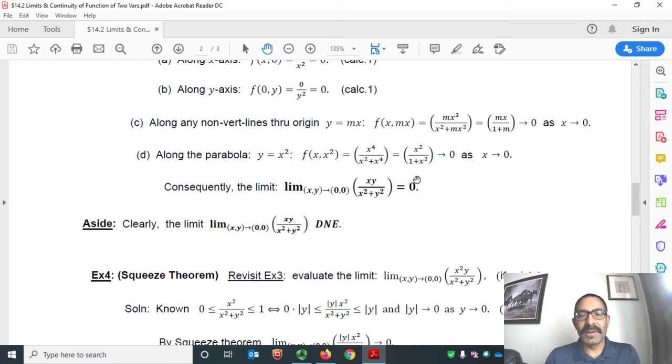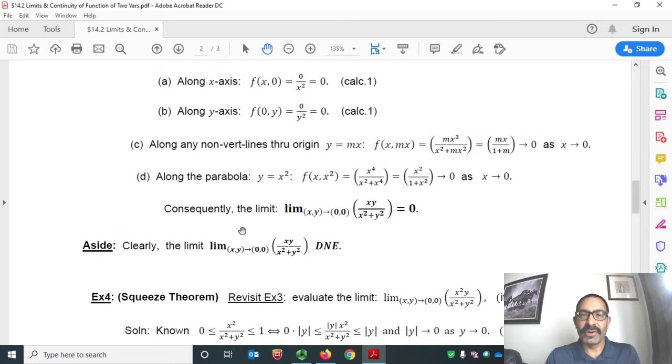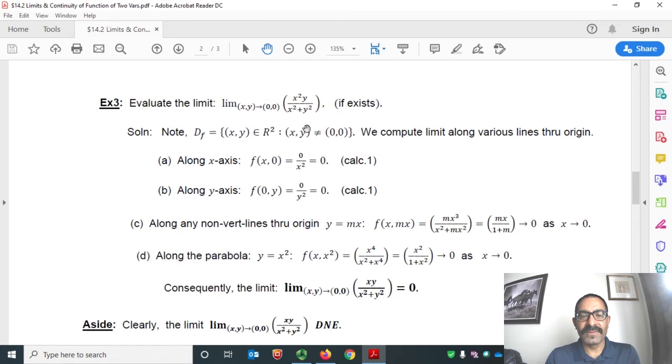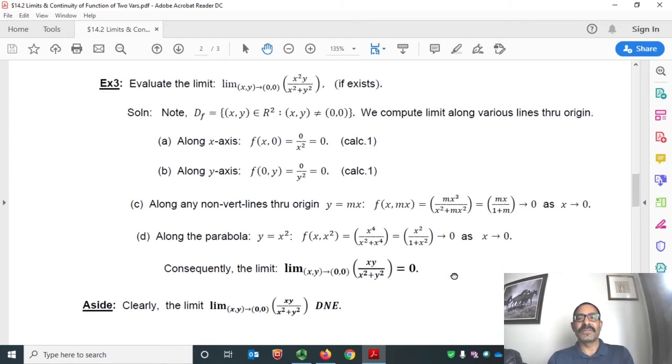So along every path we found the limit is 0. Consequently the limit of this function exists, which is 0. I hope this makes sense to you all. So now let's move on.